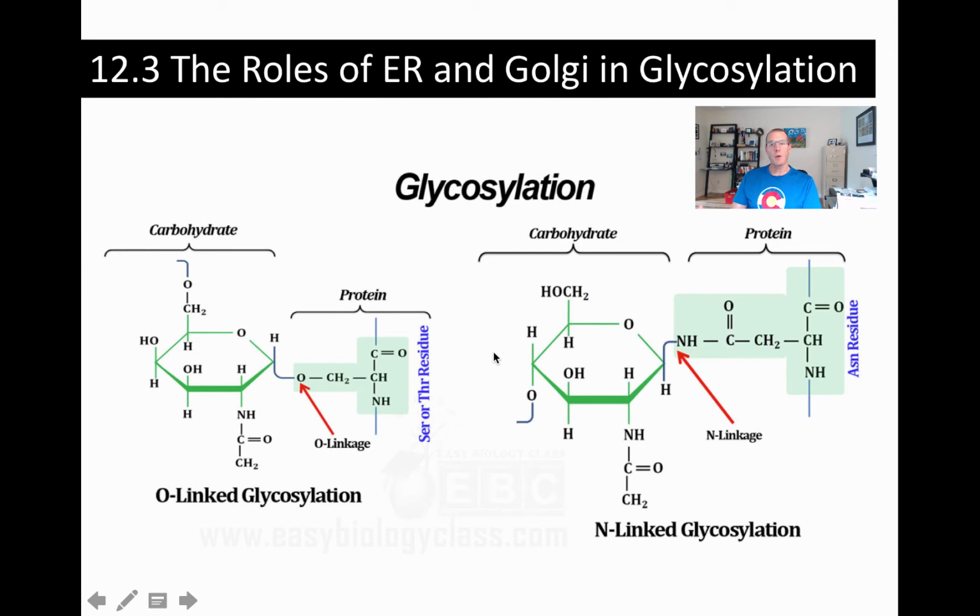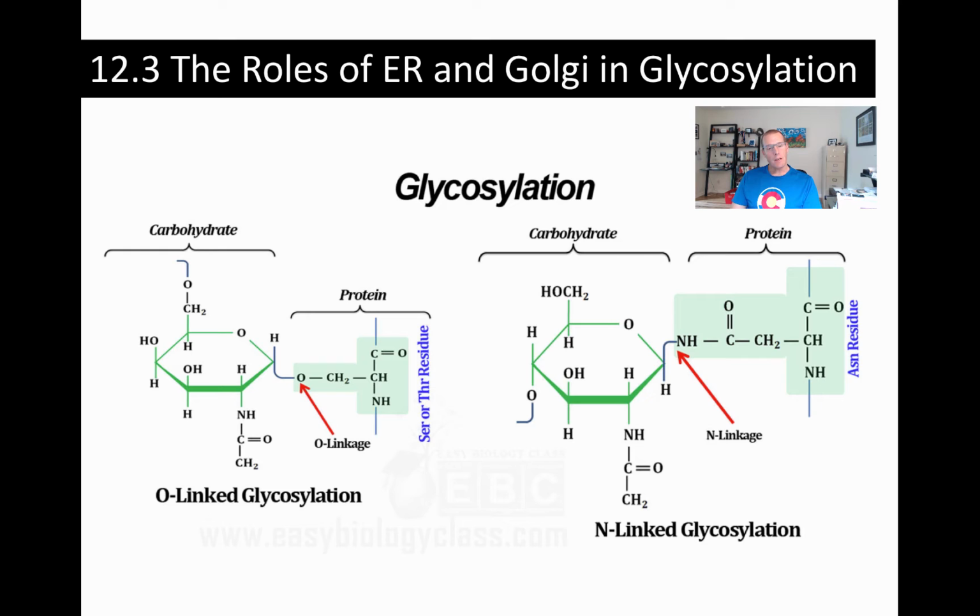As you'll be familiar with, glycosylation is the addition of sugars to proteins. This happens in both the ER and the Golgi. The thing we're going to introduce here to start with is the idea that there are two types of glycosylation, and those are called N-linked glycosylation and O-linked glycosylation.